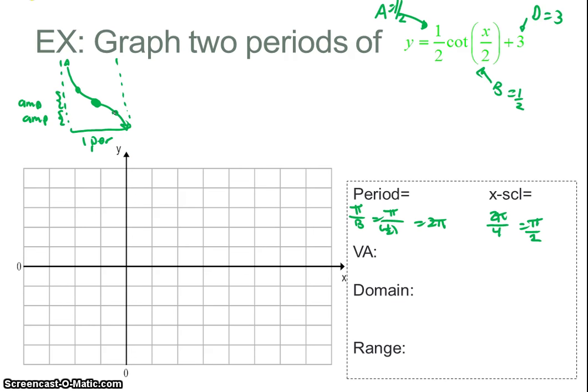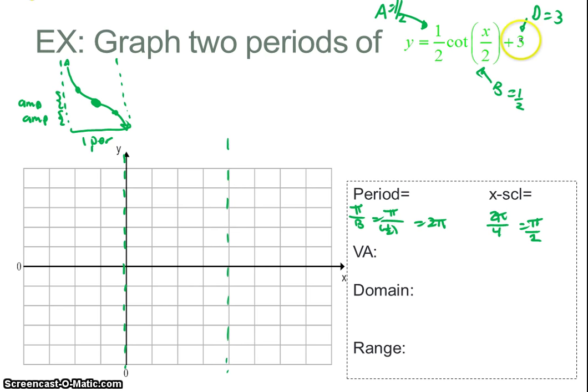and in fact it is. Okay, so we are going to start off, since there's no horizontal shift, I know that there is a vertical asymptote here. And at 1 period away at 2 pi, I'm going to have another asymptote. So I'm going to go 4 boxes over.